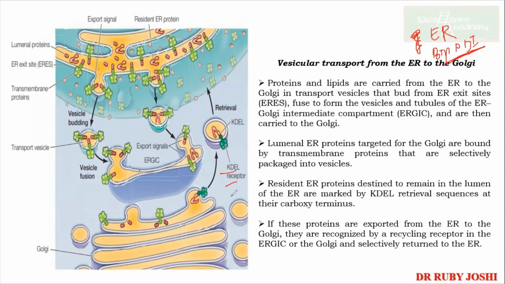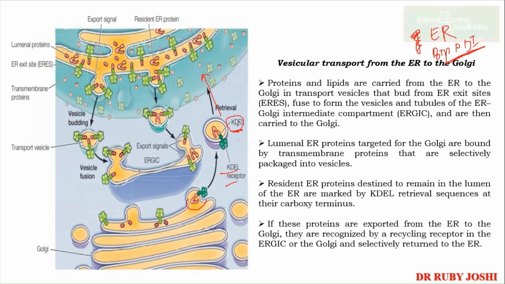Okay, so there are certain receptors known as KDEL receptor. They identify that these proteins which have the KDEL sequences are meant to be present in the ER. So the binding of the KDEL receptor with the KDEL will ensure that these proteins are taken back in the form of a vesicle and get fused with the ER. So this is how you make sure that your resident ER proteins remain in the lumen of the ER and they are marked as KDEL.